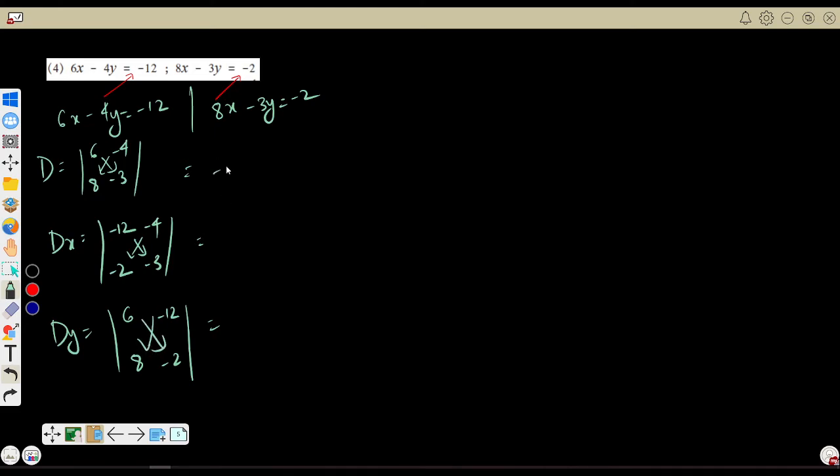6 into minus 3 will give me minus 18, minus 4 into plus 8 will be minus 32. So if you simplify this, minus 18 plus 32 will give you the value as 14. Moving on to the next determinant, minus 12 into minus 3, this will give me the value as plus 36, minus 4 into minus 2 will give me 8.